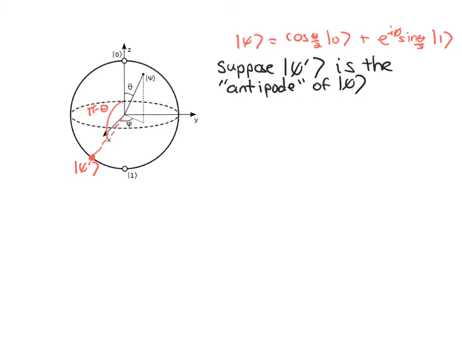So having said that, we can write psi prime is going to be the cosine of (pi minus theta) over 2 times the 0 state, plus e to the i (pi plus phi) times the sine of (pi minus theta) over 2 times the 1 state.